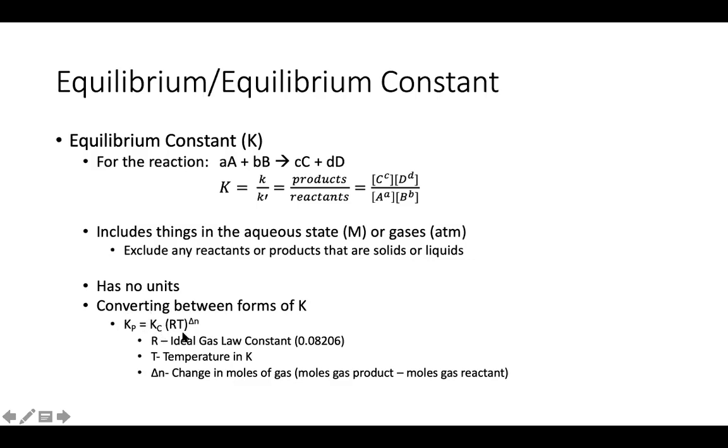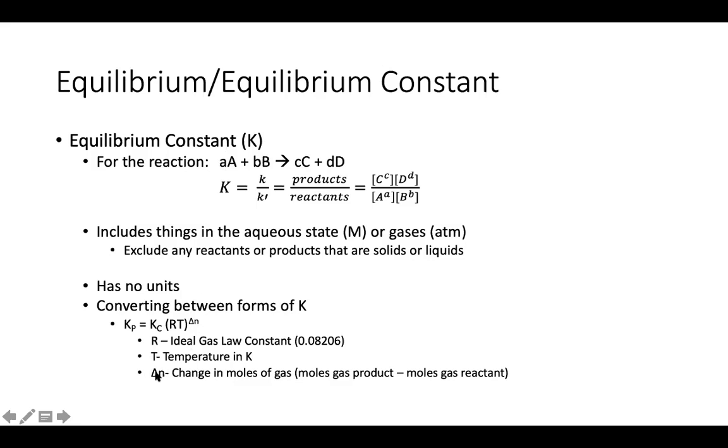Okay, now the RT section, so R is our ideal gas law constant, so it's going to be that 0.08206 value, and it's going to be multiplied by our temperature in Kelvin. Remember to convert to Kelvin. And then R times T is going to be raised to the delta N power. So whenever you see delta N, it means change in the number of moles of gas. And remember that delta, this triangle, is always final minus initial, which in the context of a chemical equation will be products minus reactants.